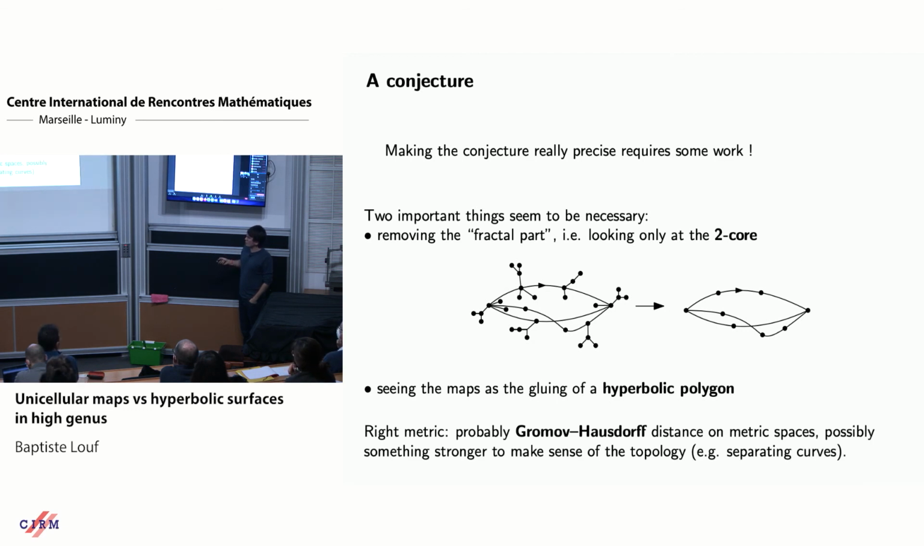And just a word about the notion of metric. I think the right metric is the Gromov-Hausdorff distance on metric spaces, but I'd like something a bit stronger to make sense of the topology. For instance, the separating curves are not encoded in the Gromov-Hausdorff point of view. Counting, for instance, the separating systole, which is the size of the smallest separating non-contractible curve, is an important problem in geometry, so Gromov-Hausdorff distance would not encode this.